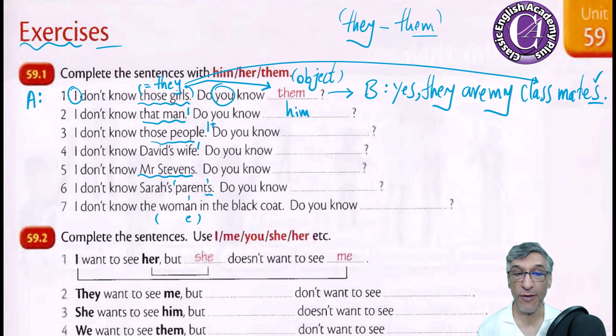Okay, so we do not need "he" here, but we need "him" here, because I just found that "that man" is "he" and I can change the "he" into "him". I do not know those people. We have those people, or those girls, or those tables, or anything with "those". Yeah, it is plural. You remember plural means more than one. We have more than one.